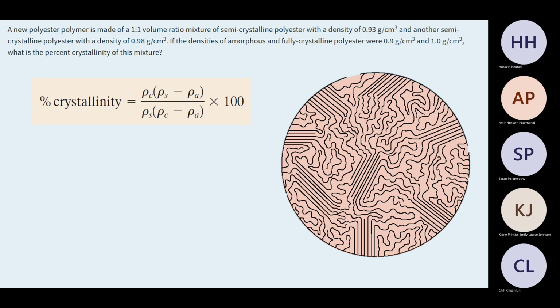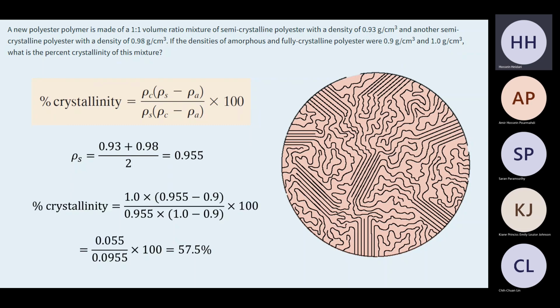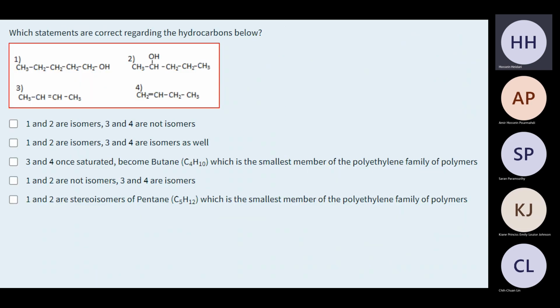Okay. Now, in this case, all I have to do is figure out what my density for the semi-crystalline state is. So I take the average for the two composite materials that I've been given. It's a 1-to-1, so I'm just going to find the average. And then all I have to do is substitute that for rho sub S. And what it gives me is the overall percent crystallinity. Okay, so it's almost 50-50 amorphous and crystalline.